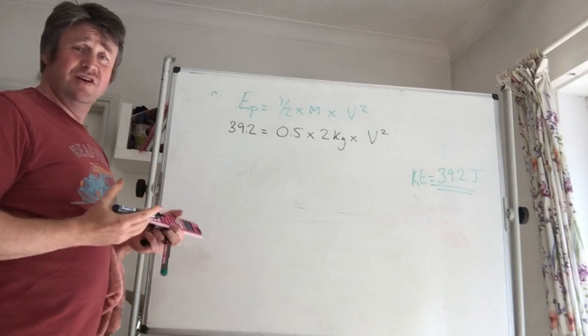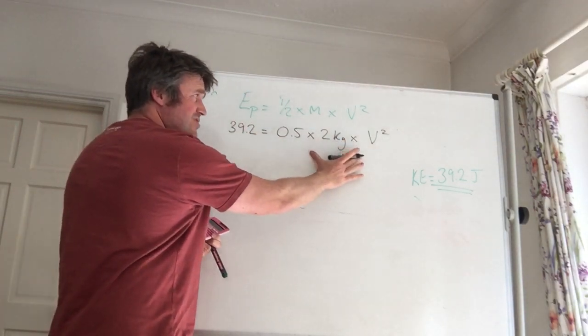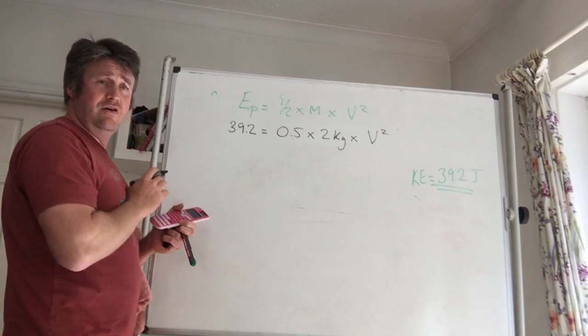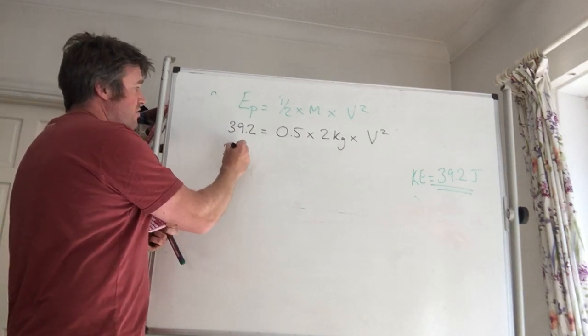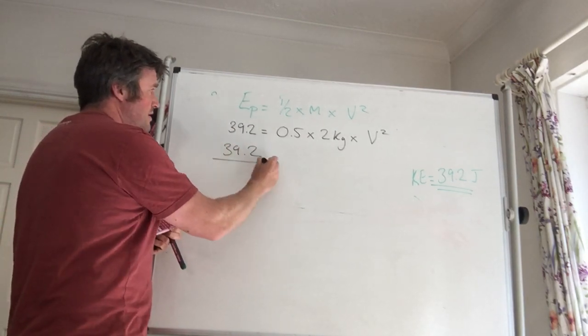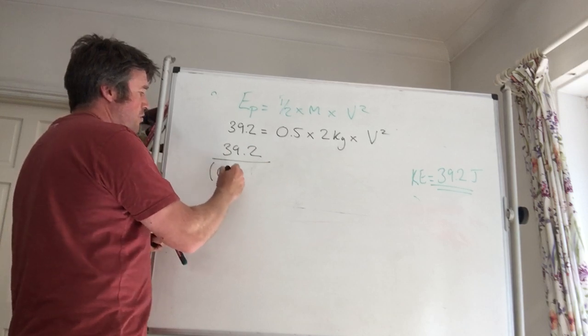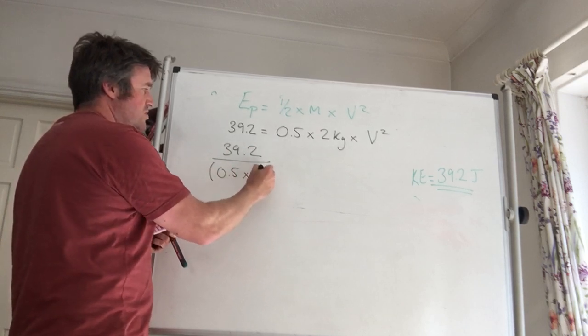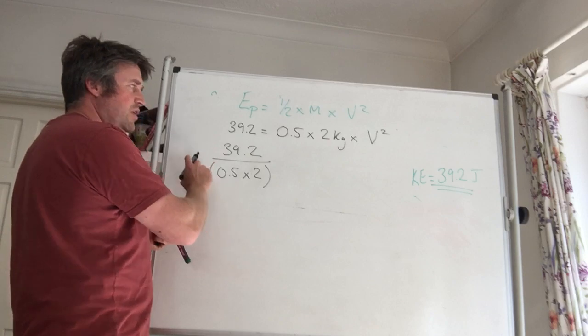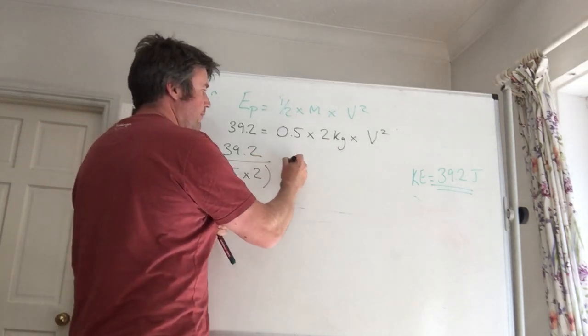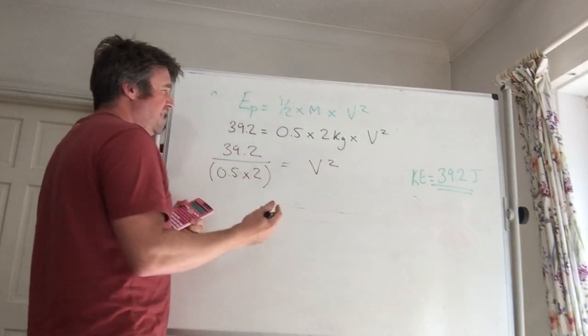Now I need to rearrange it. If it's times on this side of the equation, it becomes divide on this side of the equation. So 39.2 divided by 0.5, use my brackets, times 2. When you're putting it into your calculator, it's important you do that. Now that's going to give you v squared. Now it's up to you.